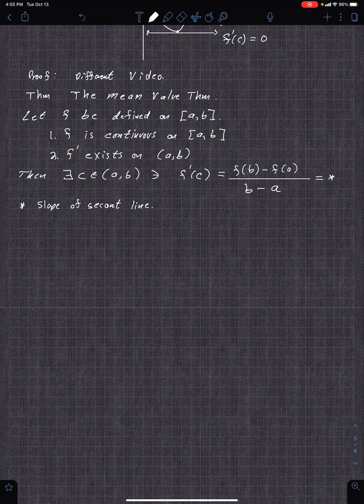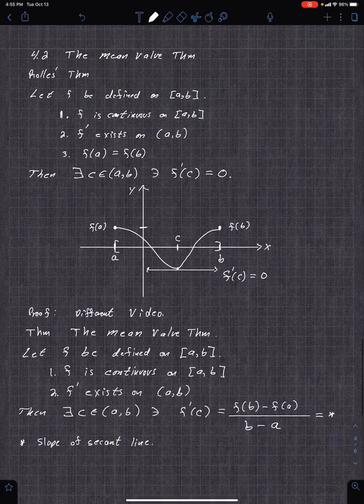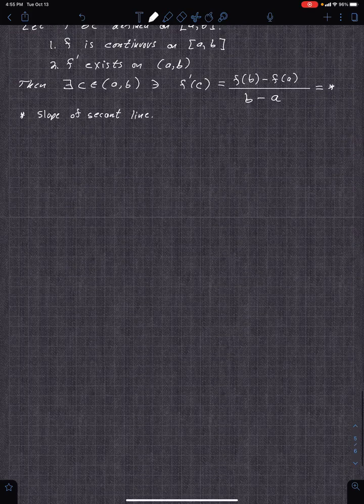So picture of that thing would look something like this. Let's see. I can do it right here. So you have your graph.